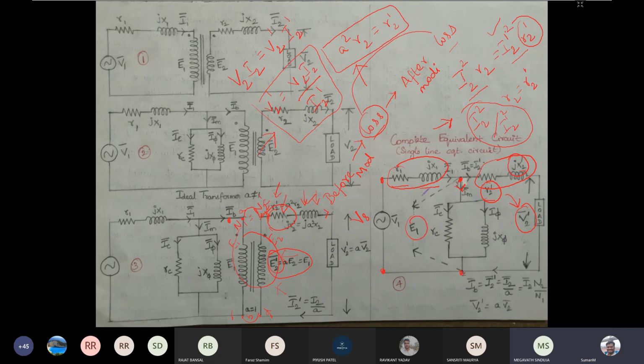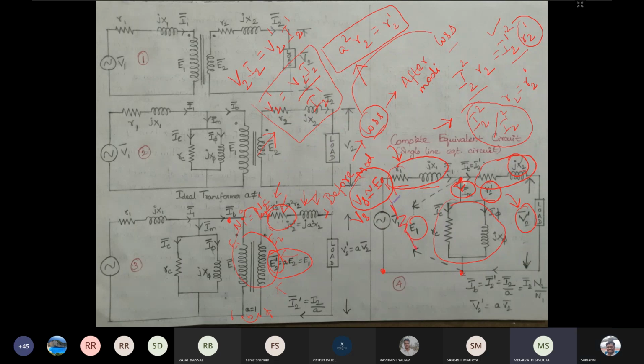Why? Because the voltage drop across the series element will be very much lesser, because the current difference is only Im. So since the voltage drop across this element is very much lesser, we can approximately consider that Vs is approximately equal to E1. So in that case, instead of connecting the shunt element here, we can connect the shunt element here. The shunt element can be connected here.